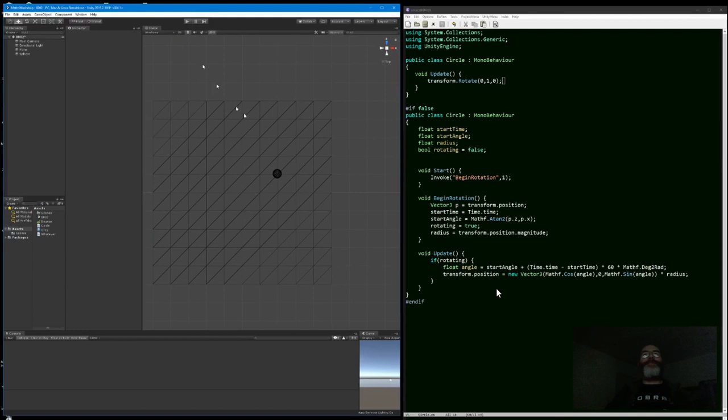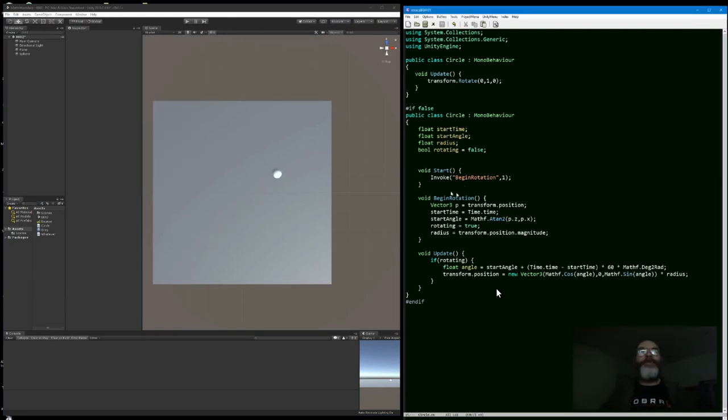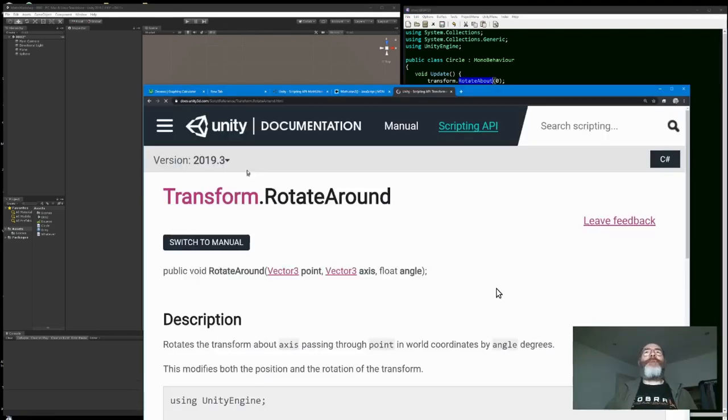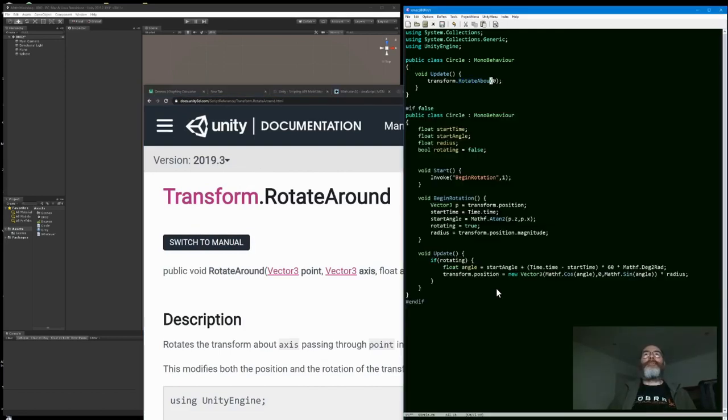What we wanted to do was rotate it around the center point. So we could do this rotate about function, if I remember rightly. We need to give it an angle and an axis. I'm going to just look this up on the Unity search. Rotate around, in fact. And it takes a point, an axis, and an angle.